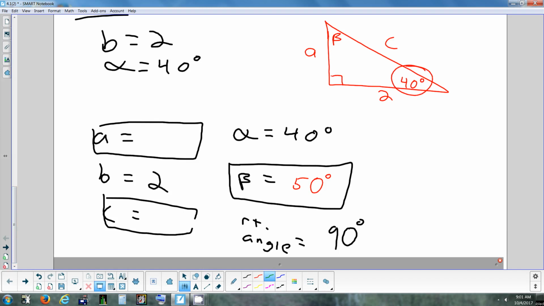And besides an angle, you need a side. Well, we were given a side. So we're going to use the 40 because that was given. We're going to use the 2 because that was given. And let's find A first. So I circled the 3 things that we're going to try to use to make an equation.